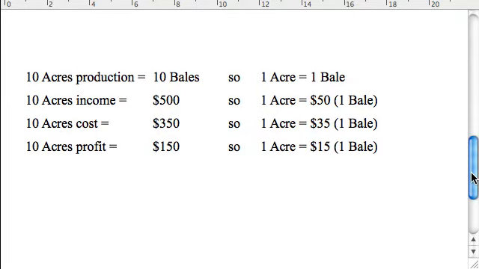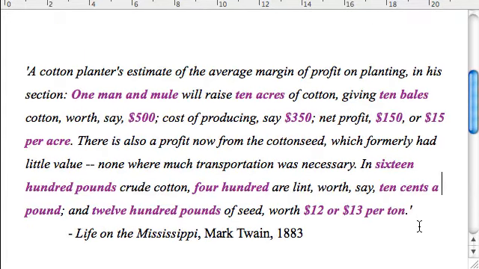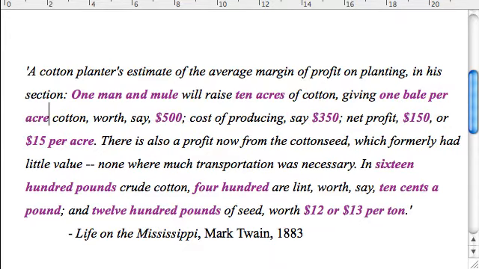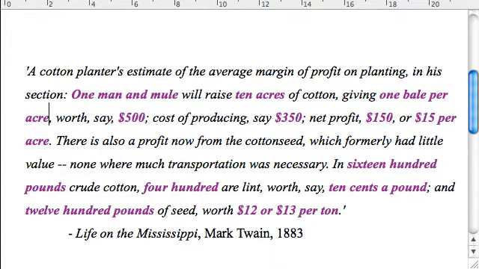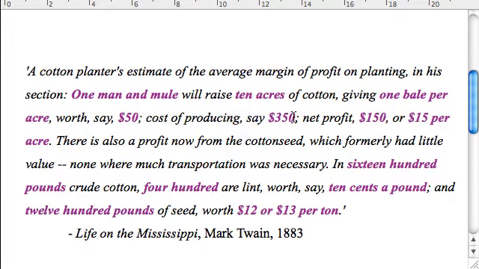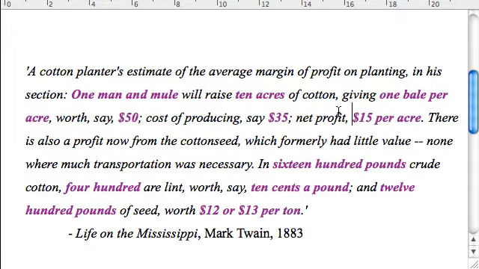So, while I think Twain was right to use 10 acres here as the unit of production for one man and a mule, he could have shifted gears after that and gone giving 1 bale per acre worth, say, $50. Cost of producing, say, $35. Net profit, $15 per acre.